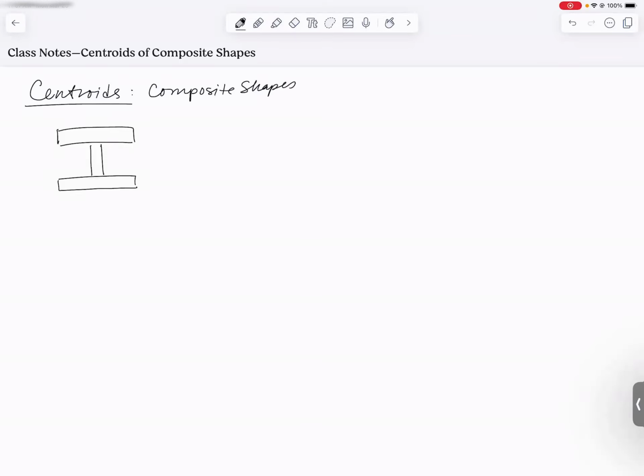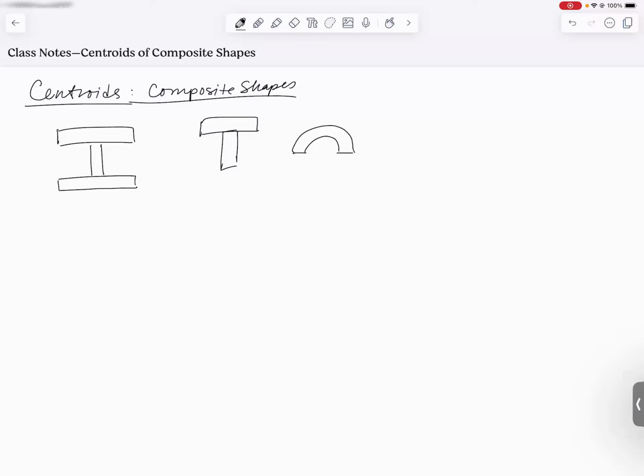So we could have I-beams, we could have T-shaped beams, we could have a half circle with a half circular hole out of it. Any of these kinds of shapes are really made up of basic geometric shapes. So this is going to be kind of a table lookup sort of day. We're going to be dealing with rectangles, triangles, circles, half circles, those kinds of shapes. And in the back of the book is a table of centroids.